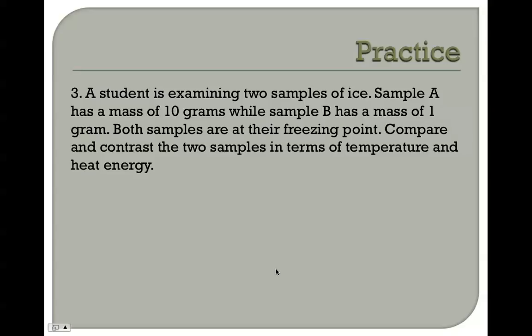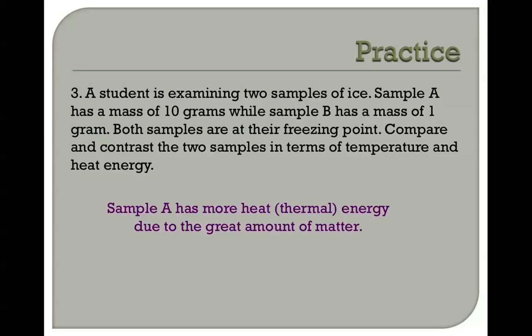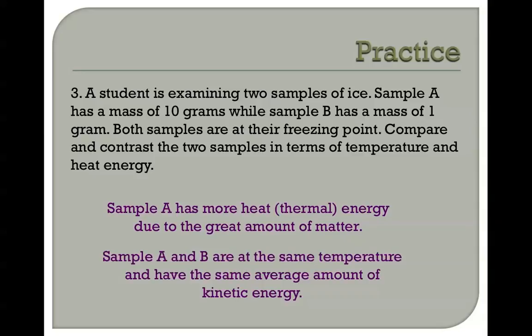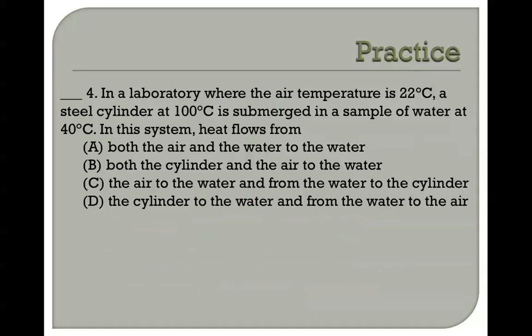And then finally we have sample A has a mass of 10 grams, while sample B has a mass of 1 gram. Both samples are at their freezing point. How do they compare in terms of temperature and heat energy? Well, sample A has more heat energy due to the greater amount of matter. So because there's more particles, more matter, it's going to overall have a total greater amount of kinetic or heat energy. However, because they're at the same temperature, they have the same average amount of kinetic energy.